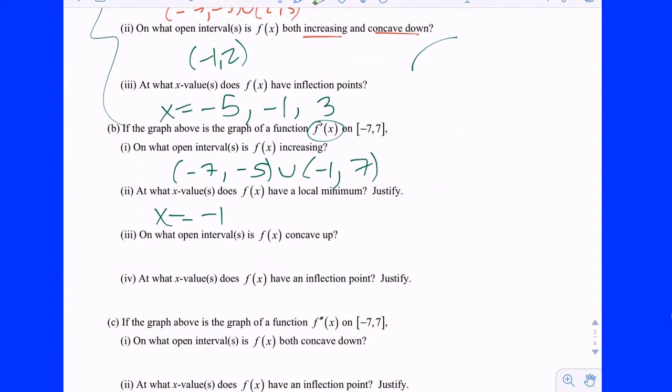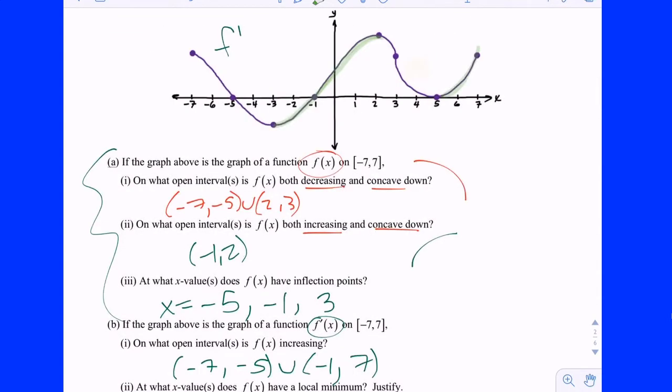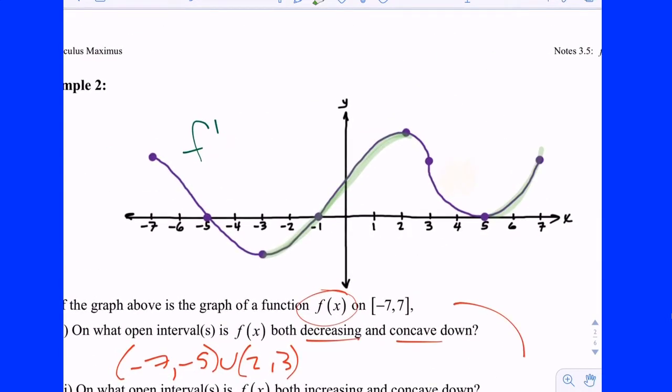At what value of x does f have an inflection point? An inflection point is going to be where the second derivative changes signs. That's going to be where the slopes of f prime change signs. And remember, that's going to be the local max or local mins of f prime. So that's going to be at x equals what?